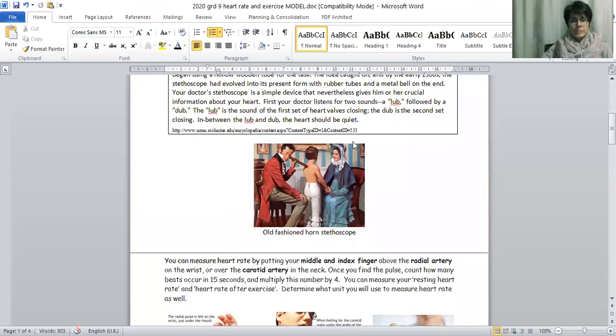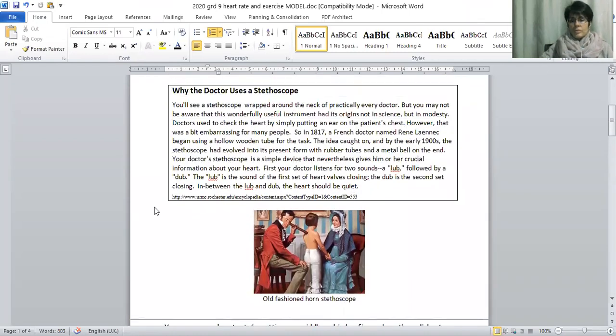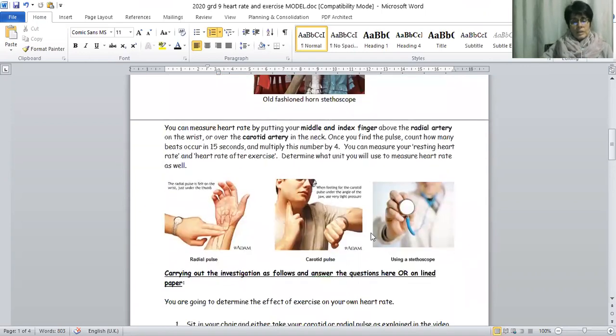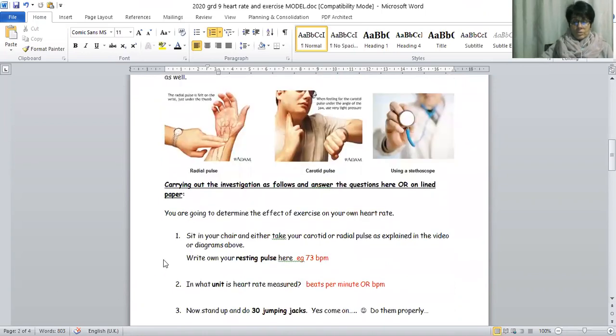Okay, so let's have a look at the document. All right, so here's my model answer. Now, the stethoscope, I've actually got a few in class that we normally use to measure our heart rates. So hopefully you did take your pulse, and you did do the little exercise properly. So question number 1, I just wrote down some answers here.